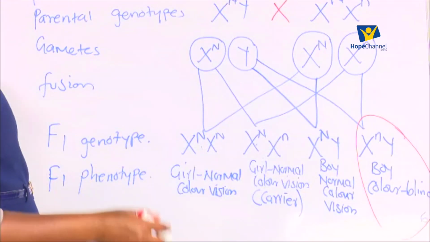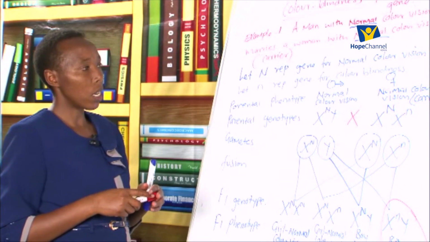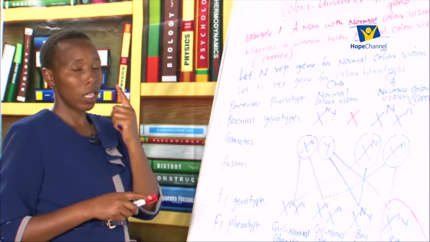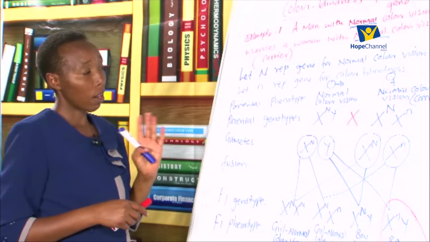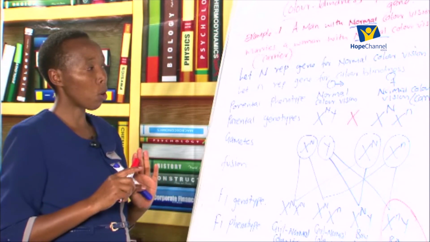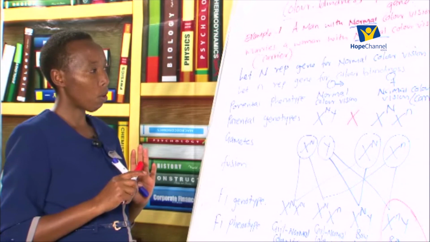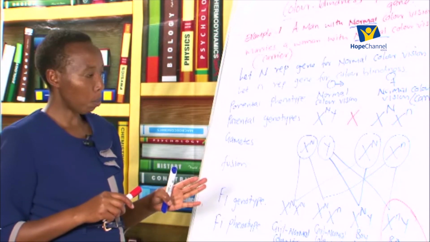So what does that tell you? It tells you that the mother was what? Heterozygous for normal color vision. Because for the man, the X chromosome is either carrying the gene for normal color vision, or the gene for colorblindness. I think for that example, we'll stop there.